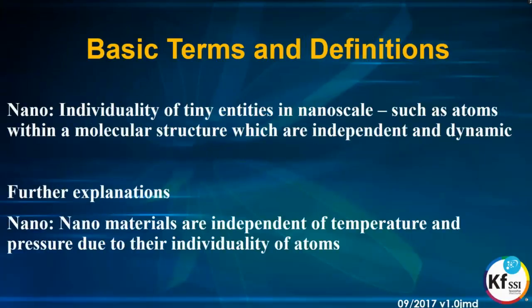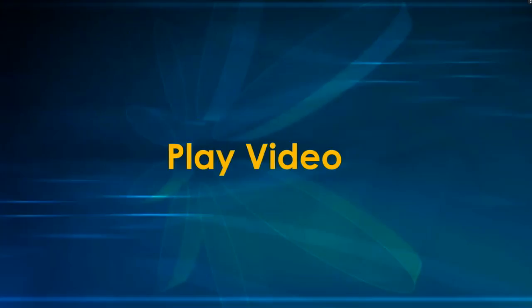In terms of the basic terms and definitions for nano, when we're talking on a plasma basis, it's the individuality of tiny entities in nanoscale, such as atoms within a molecular structure, which are independent and dynamic. So nanomaterials are independent of temperature and pressure due to their individuality of atoms. We'll explain that in a bit more detail. And that's the point where I need Flint to play the nano video that the Foundation has produced. Okay, one moment here.